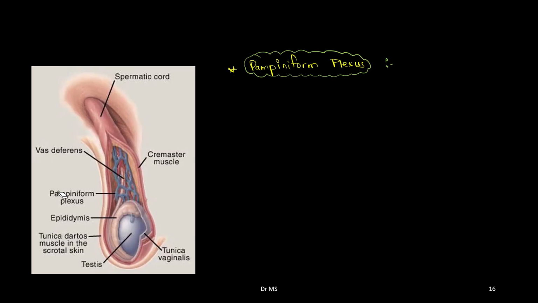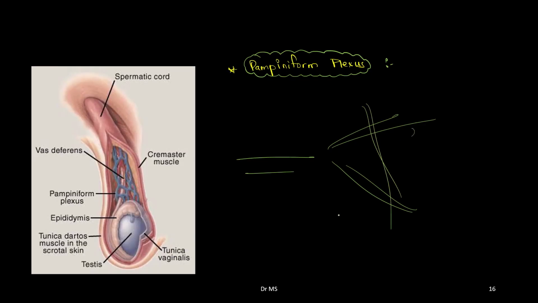So you can see here the pampiniform plexus. Okay, so what are these plexus? Generally, this is a blood vessel. When this blood vessel branches out into multiple veins, these veins act like a spider web. So it will form several web-like structures, and that we call the plexus. Remember, whenever you say plexus, it's nothing but a network of blood vessels.